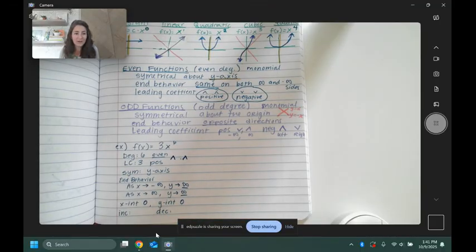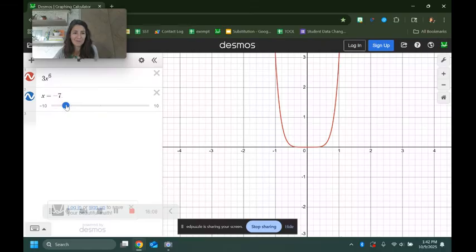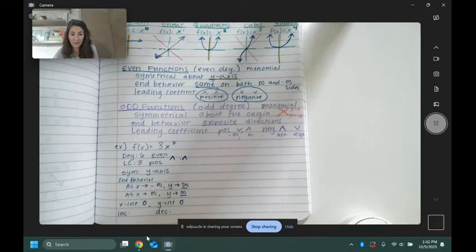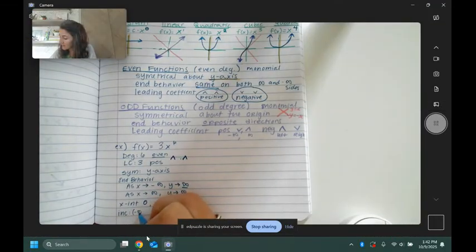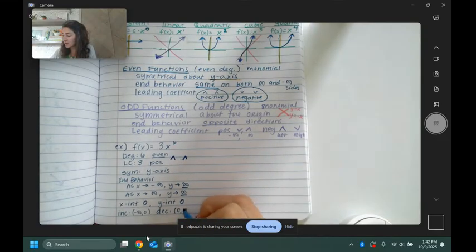So this also kind of follows the same pattern based on if it's even and if it's positive. We're always going to read this from left to right. Oh, nice that this came with a slider. So over here, as I go with this blue line, it's decreasing till here, till 0, and then it's increasing after that. So I would say it is decreasing from negative infinity to 0, and then it's increasing on the other side from 0 to infinity.